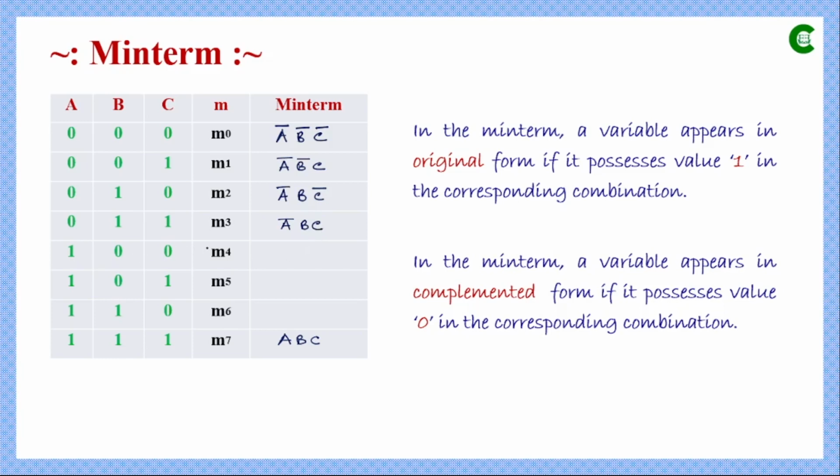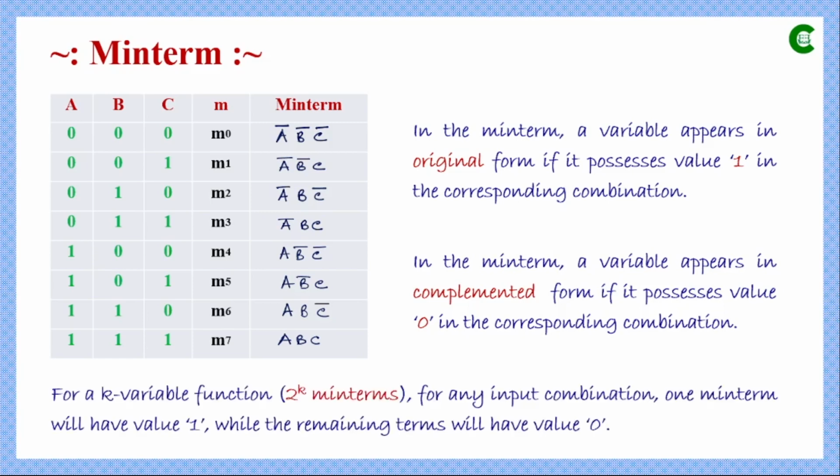Then it is 1, 0, 0. So it will be A, then B complement, then C complement. Next, it will be A, then B complement, then C. Then it will be A, B, and then C complement. So these are the 8 possible minterms in case of 3 logical variables.